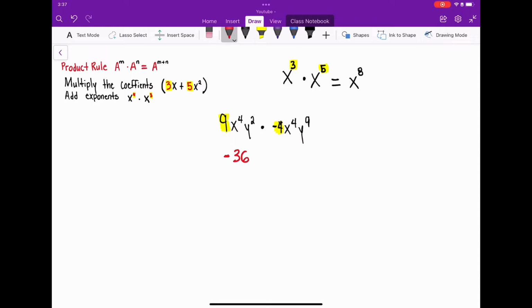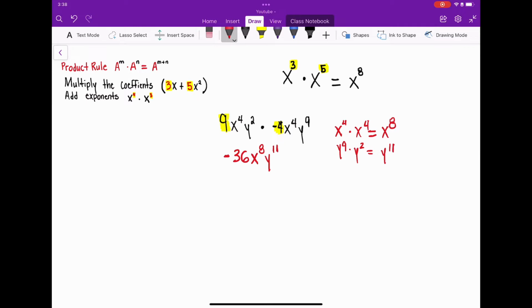And then when we talk about the like bases, we're just talking about the same variables. So when we write this out, we have x to the fourth times x to the fourth. So if we just add that up, that's going to give us x to the eighth power. So we could drop that down next to it. And then we could do the same thing for the y. So that's what we mean when we talk about like bases. We're talking about the same variable. And we'll have y to the 11th. And let's just write that out here as well so we know where we got that answer from.